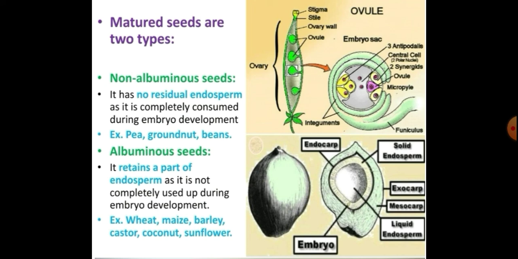Mature seeds are usually of two types: non-albuminous and albuminous. In non-albuminous seeds, endosperm is not there, it is completely utilized. In the case of albuminous seeds, endosperm is retained. I have shown the diagram as well as given examples for this.